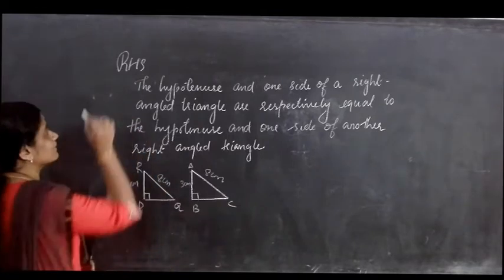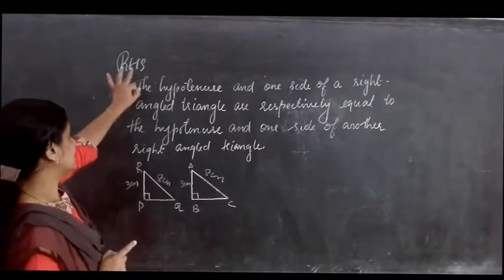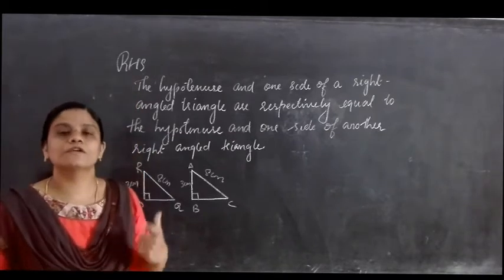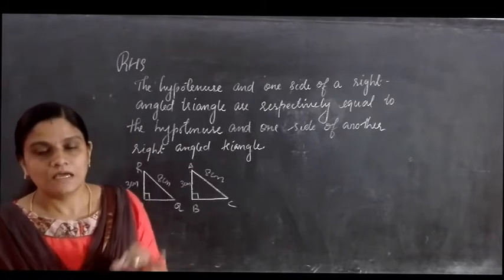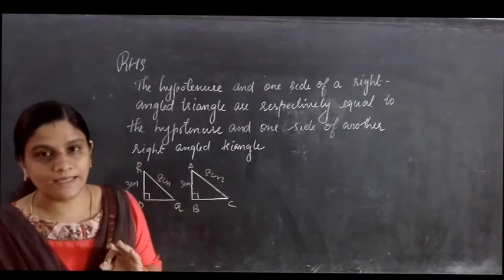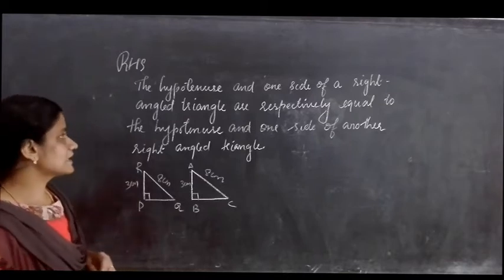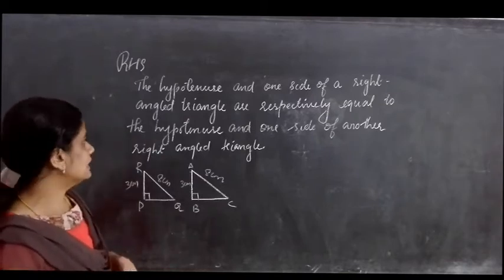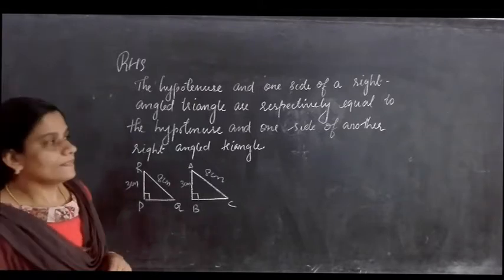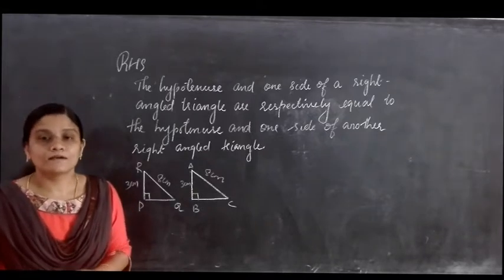R is right angle, H is hypotenuse, and S is one side. This RHS rule is only for right angled triangles: the right angle, hypotenuse, and one side should be equal. The rule says: the hypotenuse and one side of a right angled triangle are respectively equal to the hypotenuse and one side of another right angled triangle. If this is satisfied, then we can tell those two triangles are congruent.